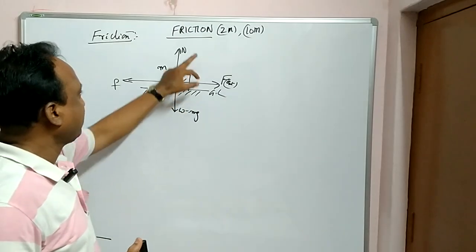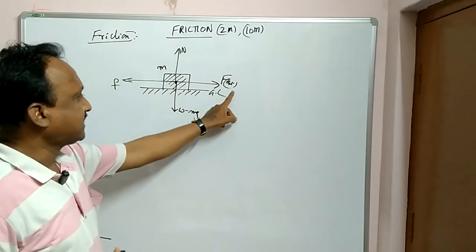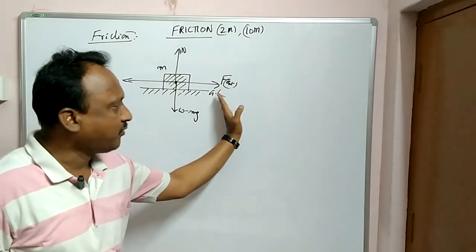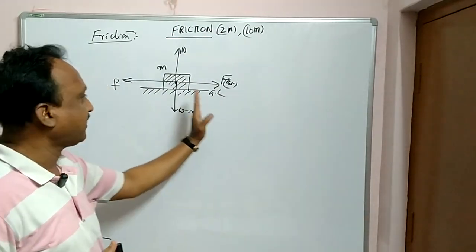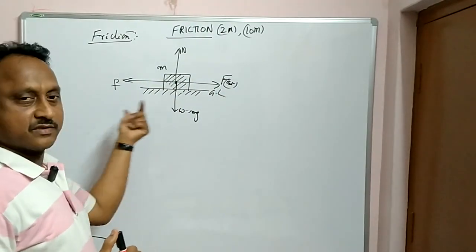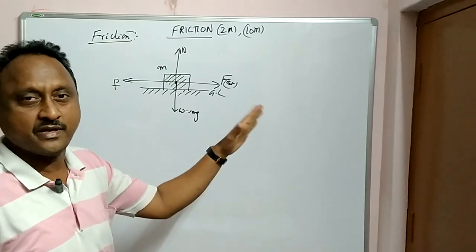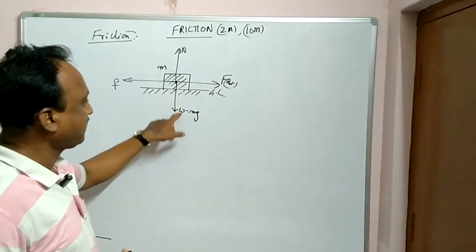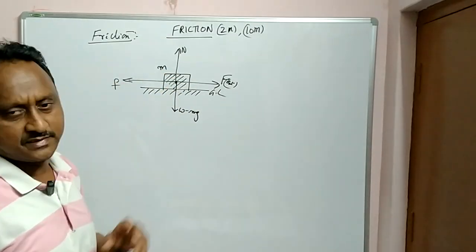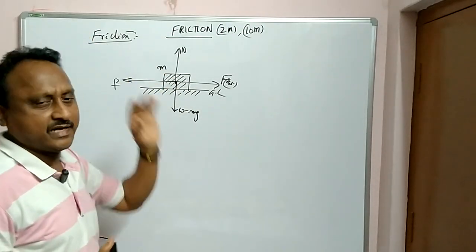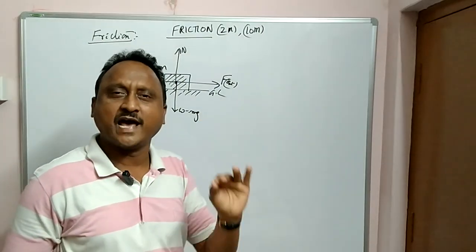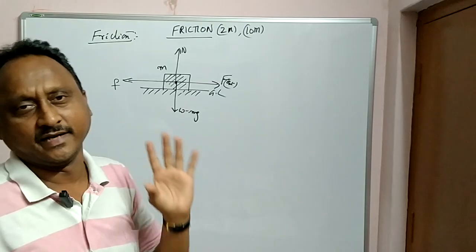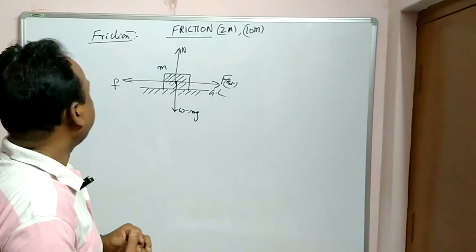You can see in this figure, this is the external force acting on the body to move in this direction. Because the body is trying to move in this direction, friction will be in the opposite direction. This is the normal force acting on the block, weight is downward, m is the mass. So simply, friction is an opposing force acting against the relative motion of two bodies which are in contact.